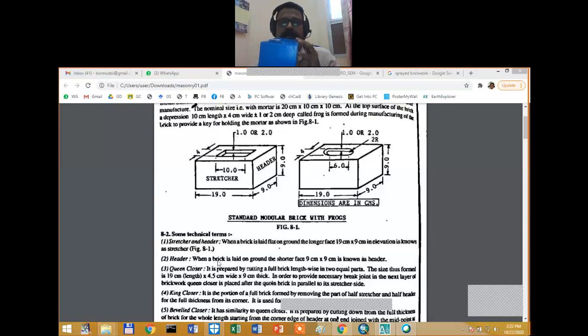So it says when the brick is laid on the ground, the shorter face of 9 centimeter by 9 centimeter is known as the header. So which is the header in this case? This is supposed to be 9 centimeter, this is supposed to be 9 centimeter. Okay, so this place is known as the header.